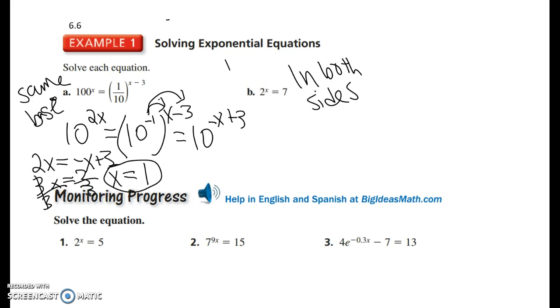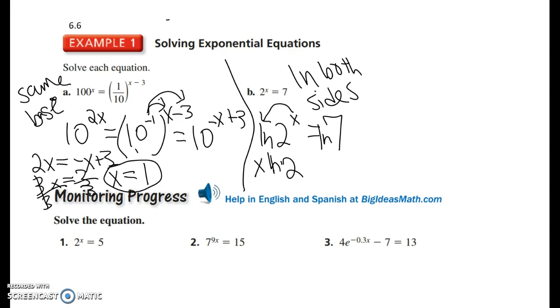And then for part B, I have 2 to the x, I'll rewrite this, equals 7. And if I take the log of both sides, or ln, so ln of both sides, I can use my exponent rules and bring this x in front, so I get x ln 2 equals ln 7. And then if I divide both sides by ln 2, I can just put this all in my calculator.